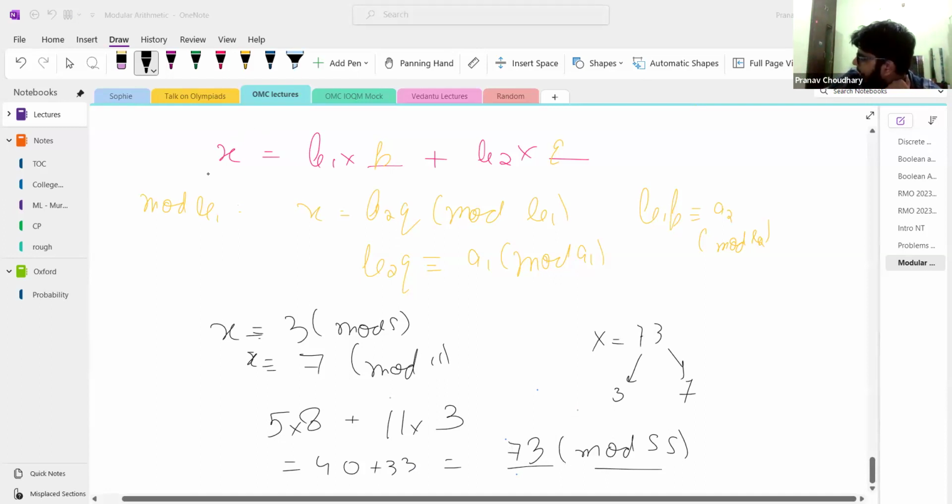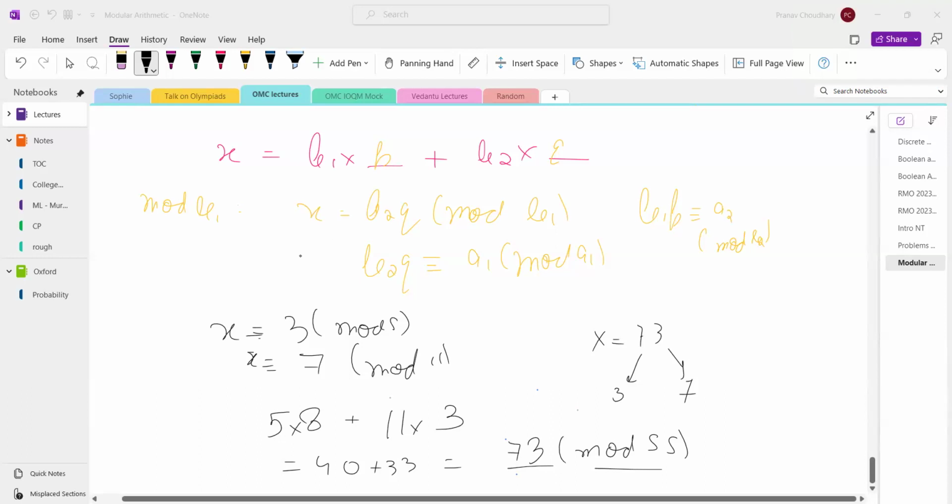I'll see. I don't think you need CRT for Lagrange interpolation. That's slightly different. Actually, I don't even remember what Lagrange interpolation was. No, I do remember. I don't think you need CRT unless I misremember.